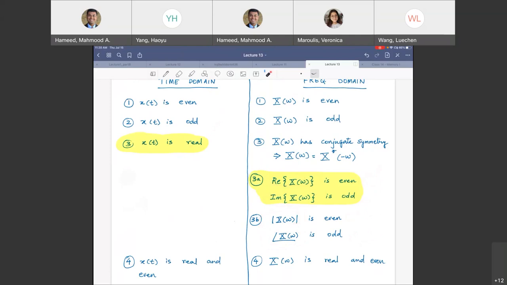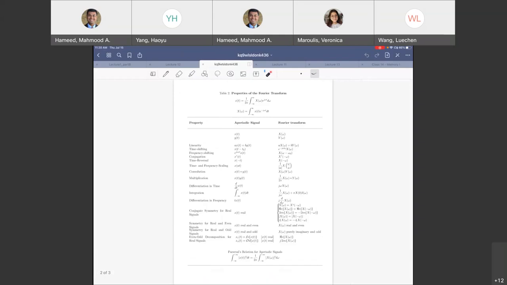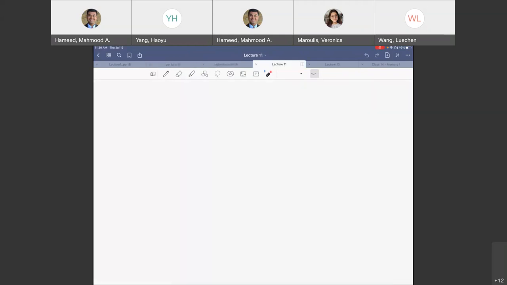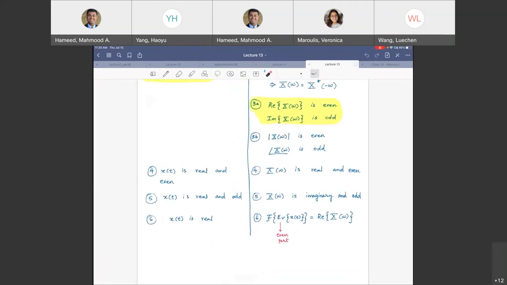Again, these properties have been captured somewhere, right here. So you need to be able to refer to them as needed. The last property: if x(t) is real, you can also say that the Fourier transform of the even part of x(t) is just the real part of X(omega). These properties can be proved by using the Fourier transform integral.